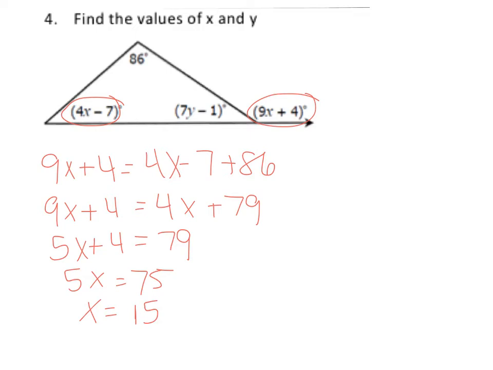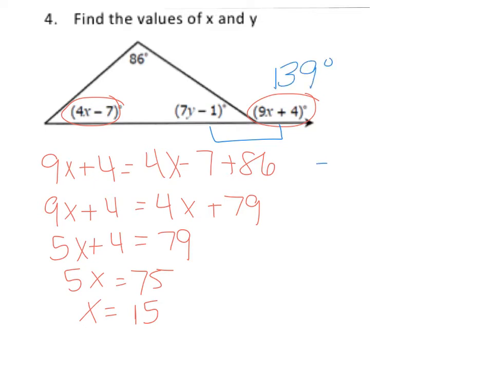There's a couple ways we could figure this next part out, but I'm going to use the fact that these 2 angles, the exterior and the one next to it, form a linear pair. That means they are both going to add up to 180 degrees. We know that x is 15, so if I plug it into the 9x plus 4, that is 9 times 15 plus 4, which is 139 degrees.